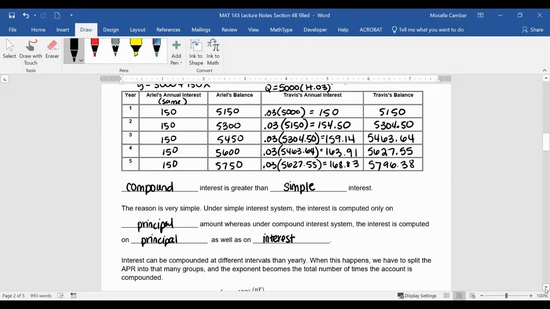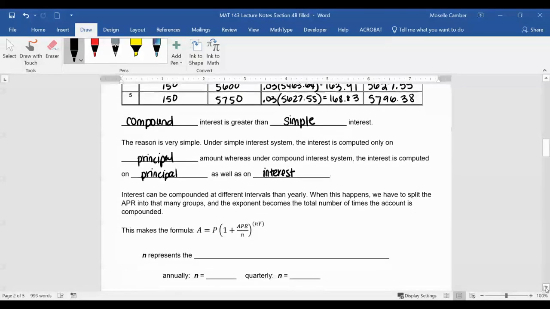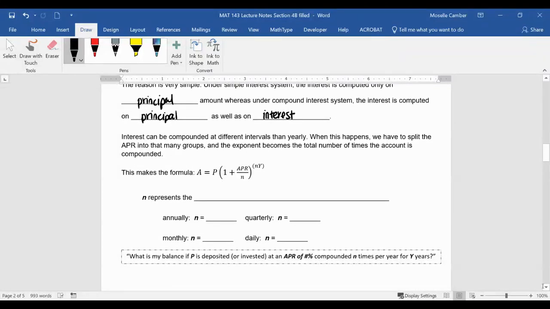Now, of course, things don't always just get compounded yearly. Sometimes they get compounded at different intervals. So when this happens, we have to adjust the formula to match. So instead of just having one interest rate, we're going to take our yearly rate and divide it into the number of times that it gets compounded. So we're going to call that N. N is going to be the number of times the account gets compounded in 1 year.